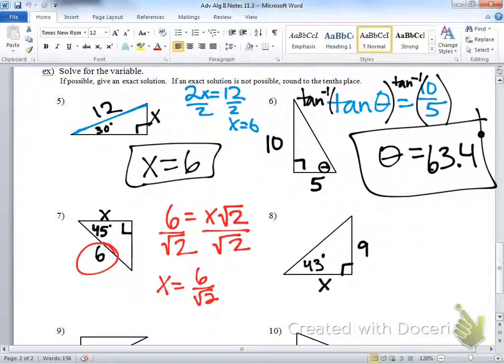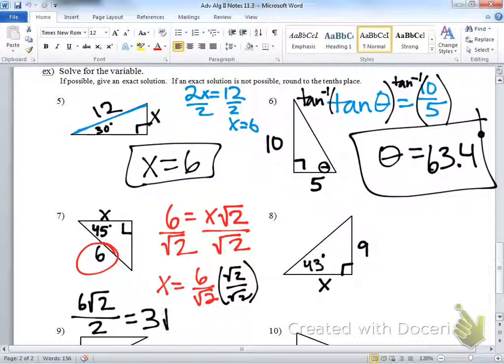But we can't leave it like that. 6 root 2 over 2, which is 6 root 2 over root 4, so square root 4, yep. So 3 square root 2. How do you leave the root 2 over the root 2? I'm just rationalizing the denominator. I can't leave square root 2 in the denominator for my final answer.